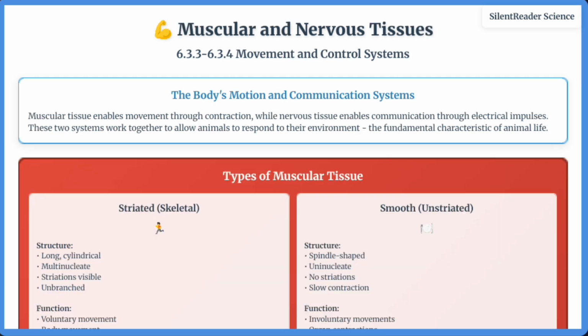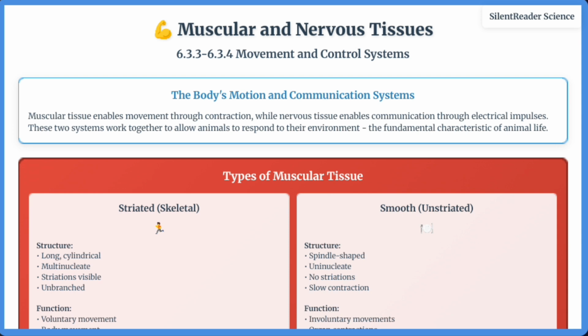Finally, let's examine muscular and nervous tissues, the systems for movement and communication. Muscular tissue consists of cells that contract using special proteins. We have three types: striated muscle for voluntary movement, smooth muscle for involuntary organ contractions, and cardiac muscle for heart beating. Nervous tissue contains neurons that transmit electrical impulses rapidly.